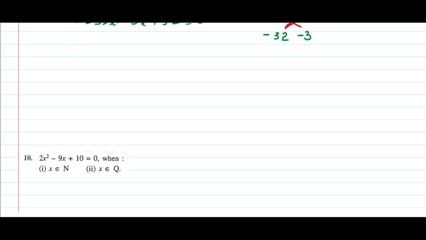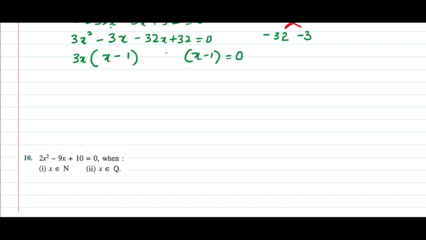If I rearrange the terms, I'll get 3x square minus 3x minus 32x plus 32. What I have done here is simply rearranged these two terms. Here I'll take 3x as common, and the leftover part is x minus 1. Here I'll write x minus 1, and here I'll write 32. 32 into x is 32x, and 32 ones is 32, that is minus. So x minus 1 and 3x minus 32 is equal to 0.